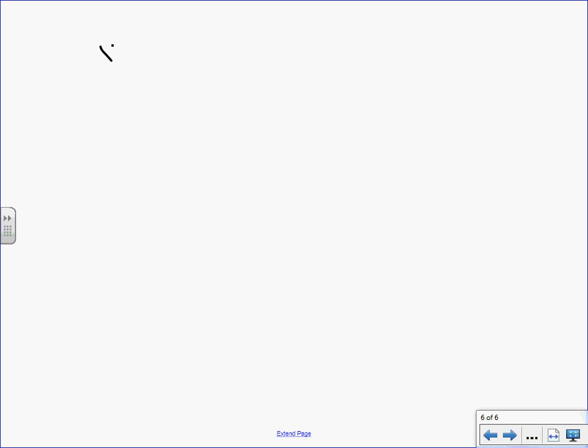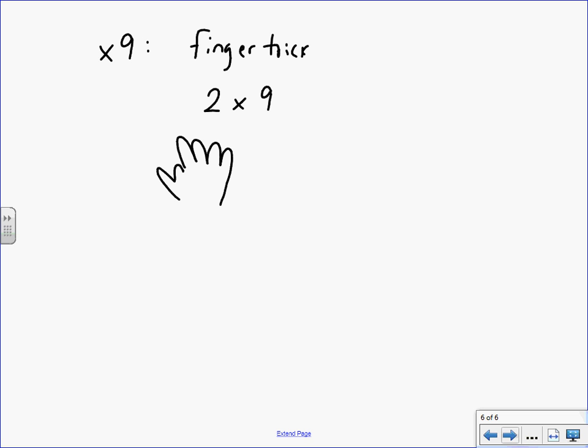For the 9, you can use your fingers. Finger trick. For example, if you want to do 2 times 9, you have your fingers, 1, 2, you're going to bring it down, 3, 4, 5. And then the other hand, you're going to have 1, 2, 3, 4, 5. So if you bring down the second finger, because you're doing 2, what is left here? You have 1, and what is left here? You have 8. So your answer is 18. That's one way of doing it.